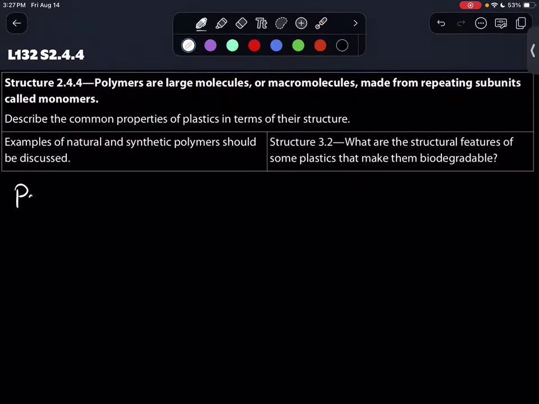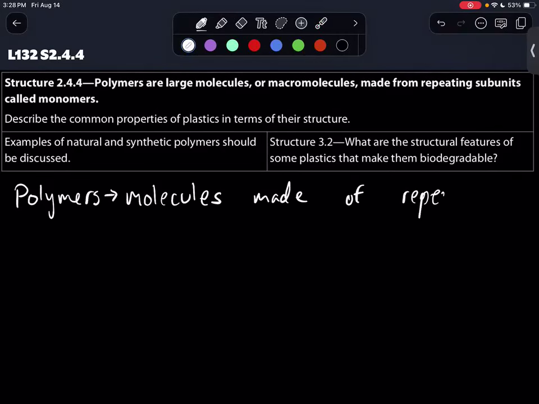So, just to start us off, polymers are generally what we think of as plastics, but they are molecules or macromolecules, macro meaning big, and molecules referring to molecules. But polymers are molecules made of repeating subunits called monomers. It's basically exactly what I said in the intro.